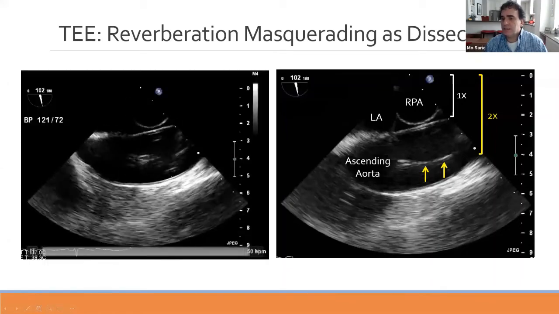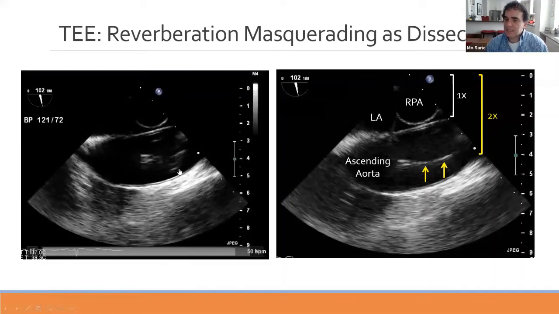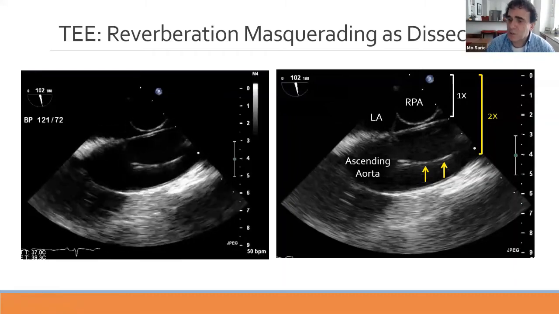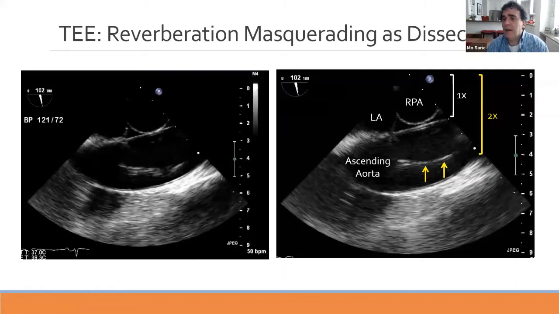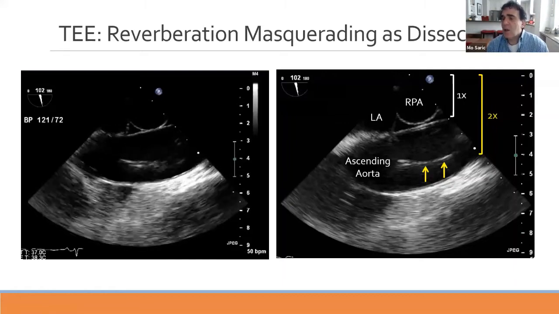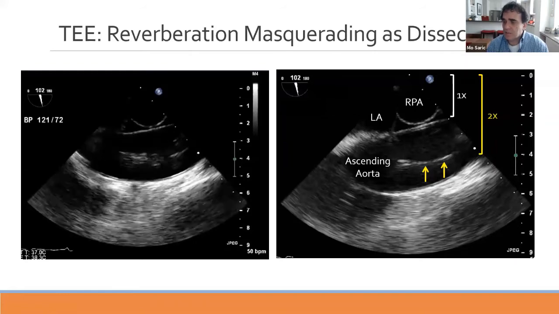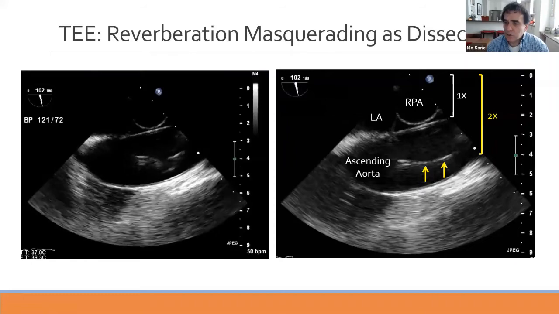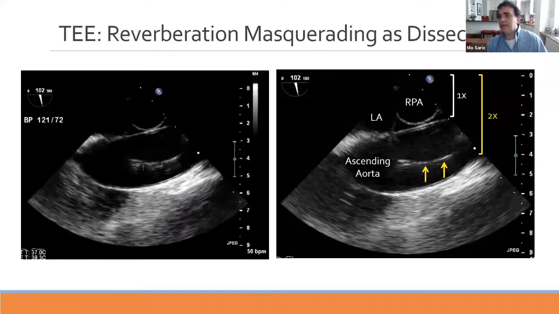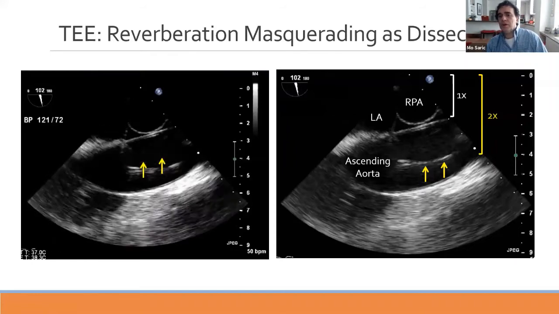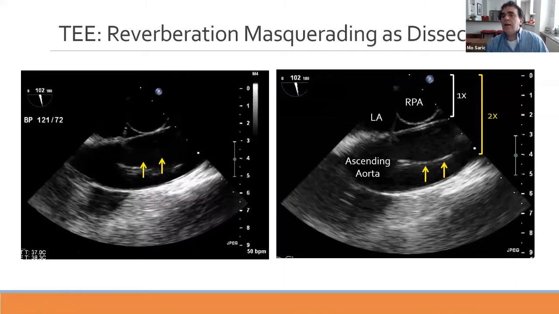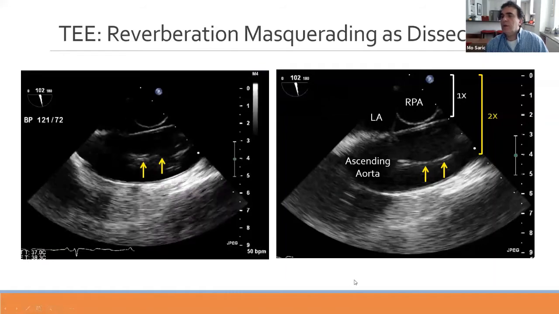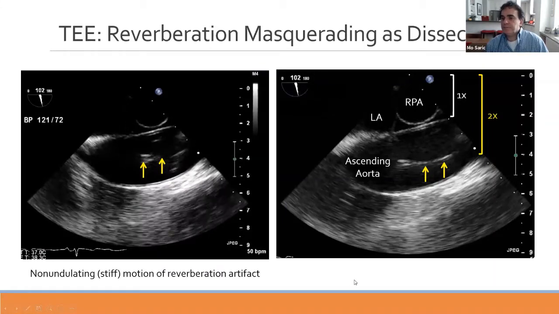And also you see that there is a reverberation. It's relatively stiff. It's not independently mobile, and certainly there is no undulating mobility that is characteristic of a dissection flap. This reverberation artifact should really always be borne in mind and should not be confused with the type A dissection. Reverberation artifact in the ascending aorta is demarcated by the two yellow arrows.